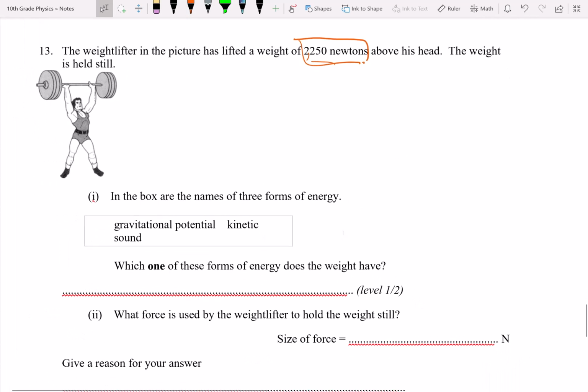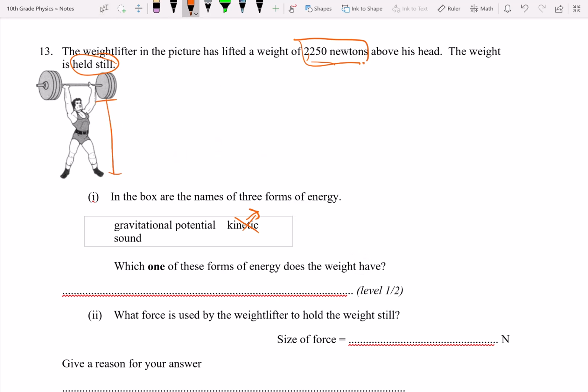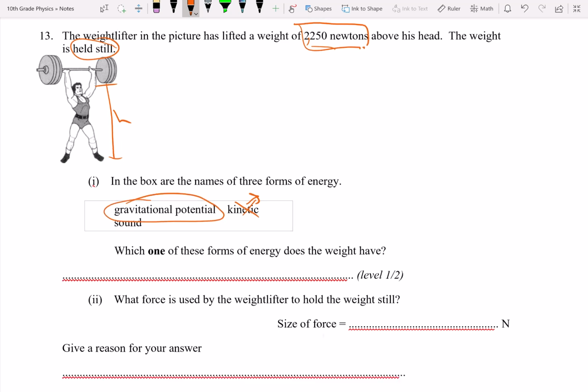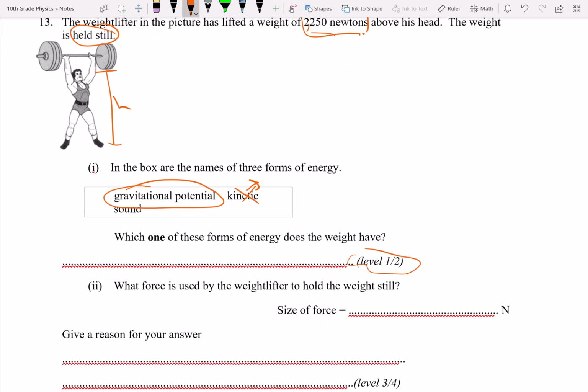For the first one, in the box are the names of 3 forms of energy. Which one of the forms of energy does the weight have? Kinetic is energy of motion. This thing is not moving, so no. Sound energy is like when I'm talking, there are energy waves coming out of my mouth. When you smash somebody on the ground, there are energy waves that come out as sound. Gravitational potential is what it has because it has height against gravity, right? You've lifted this thing a distance above the ground, against the gravity of Earth. So this thing has gravitational potential energy. It's a very basic question, right? You should get that one right.